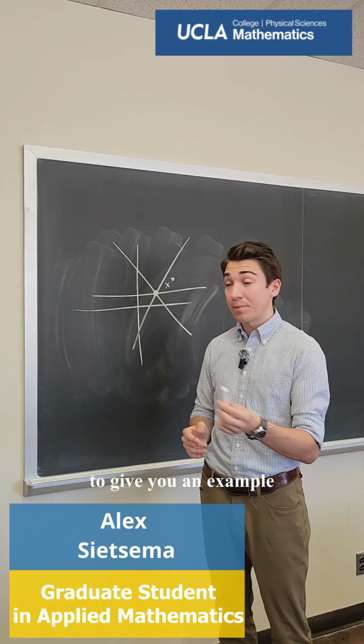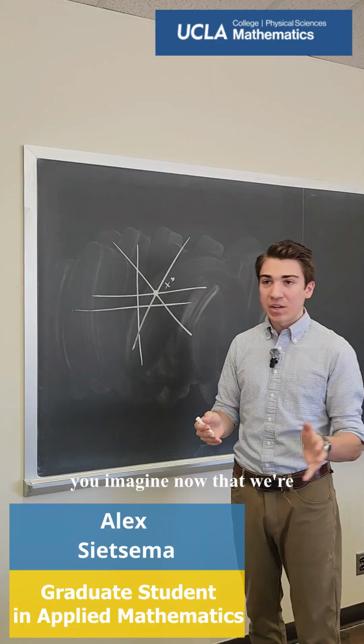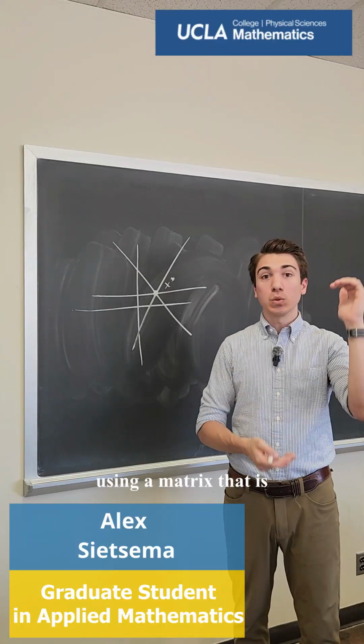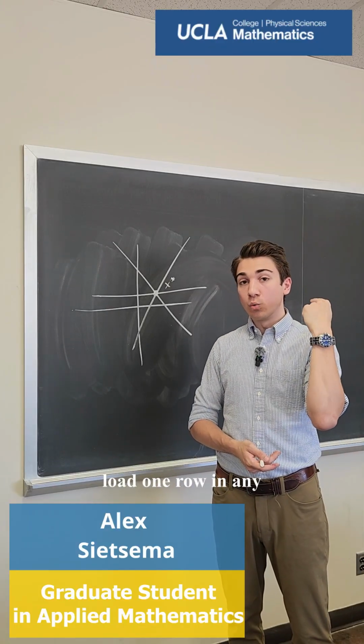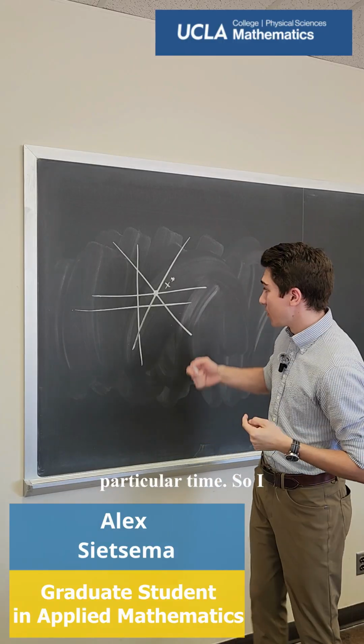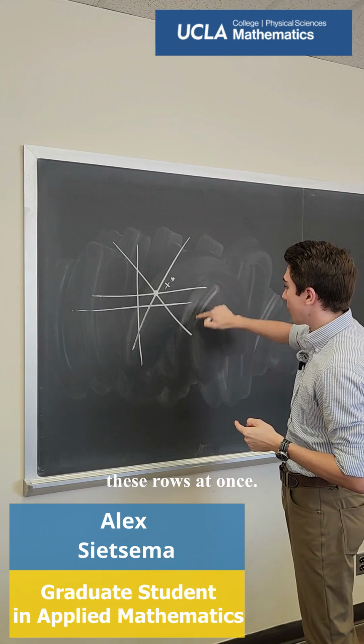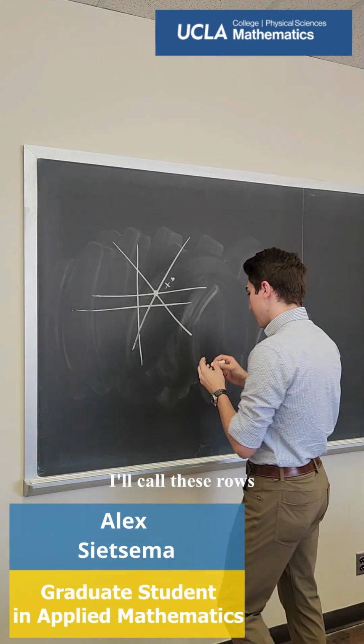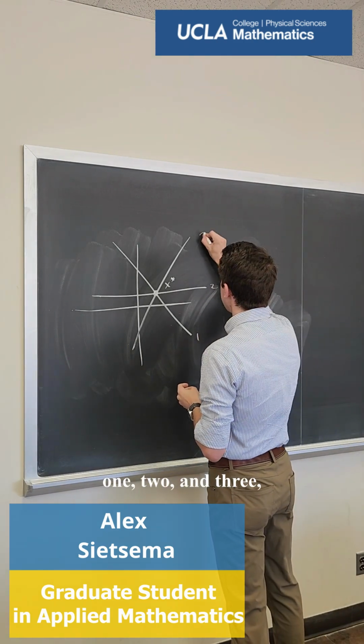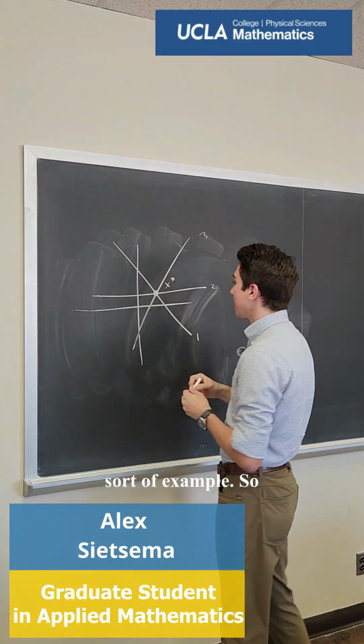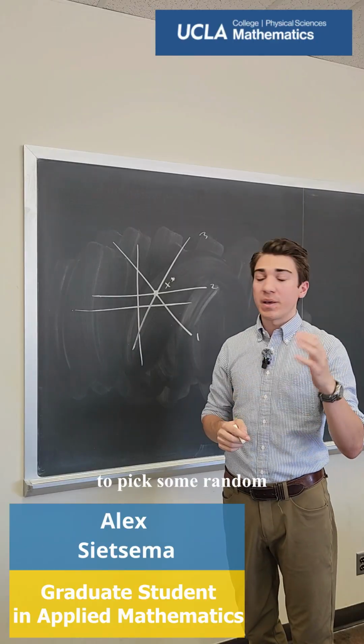So I'd like to give you an example of this. So I'll have you imagine now that we're using a matrix that is so large that we can only load one row in at any particular time. So I can only see one of these rows at once. I'll call these rows 1, 2, and 3, just so we have some sort of example. So step 1 will be just to pick some random point.